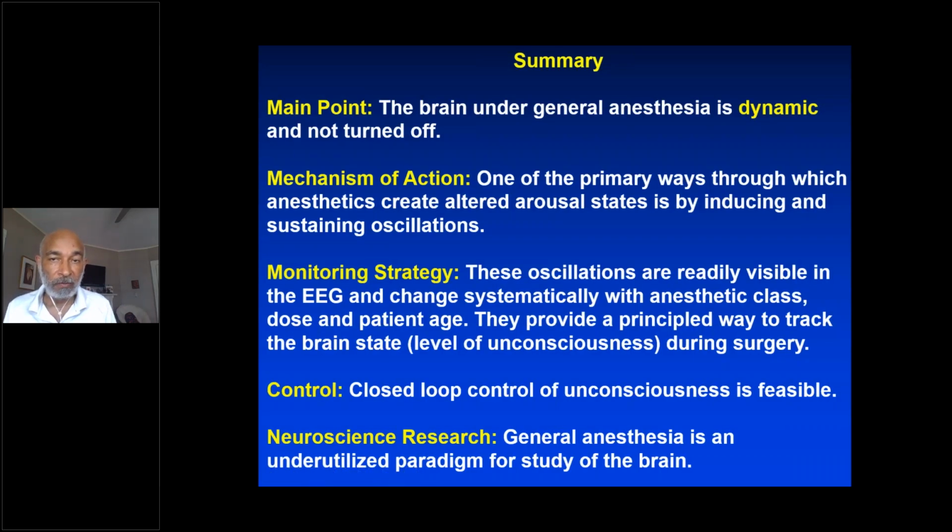So these are the main points that I've made. The brain under general anesthesia is dynamic. It's not turned off. It's these oscillations which we think are a major way through which the drugs are working to create these altered states of arousal. You can easily see the oscillations on the EEG. They change systematically with drug class, drug dose, and patient age. And they provide a principled way to track brain states of patients under anesthesia.